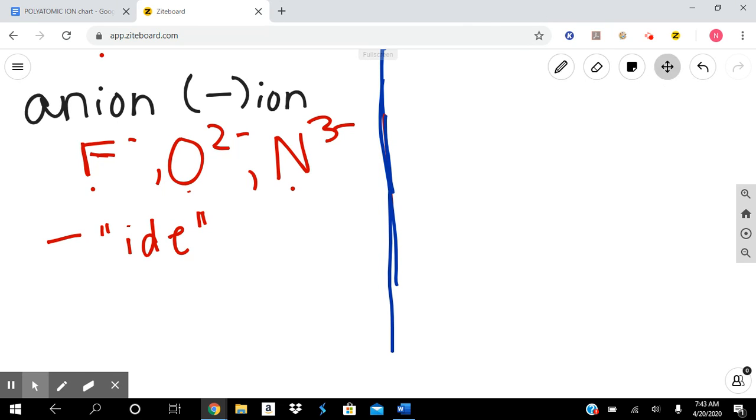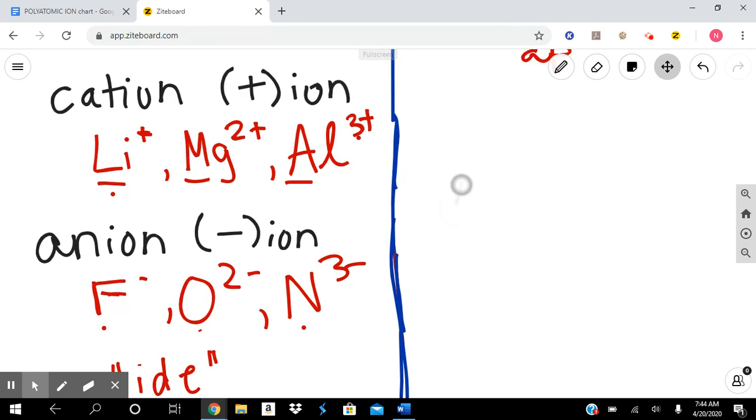So we have monoatomic cations, we have monoatomic anions. I might do a vocab review with you guys this week to help you kind of get down and nail down some of those vocab words. All right.